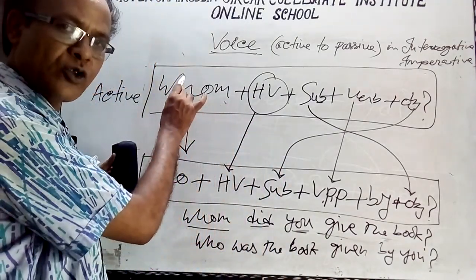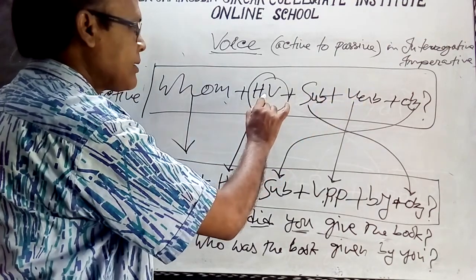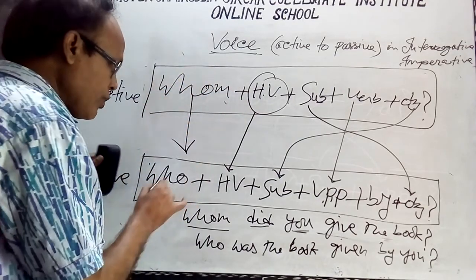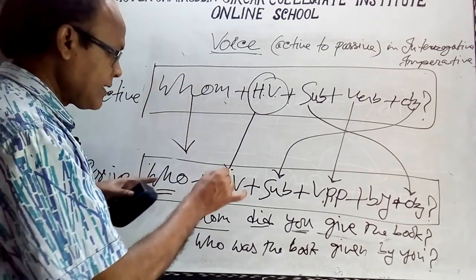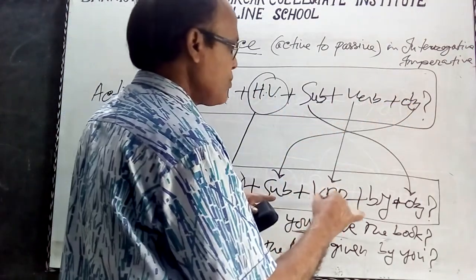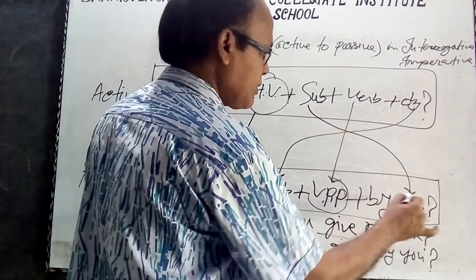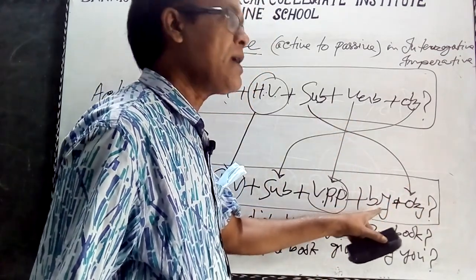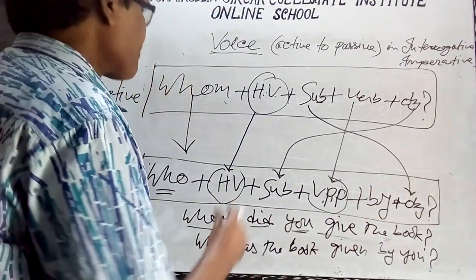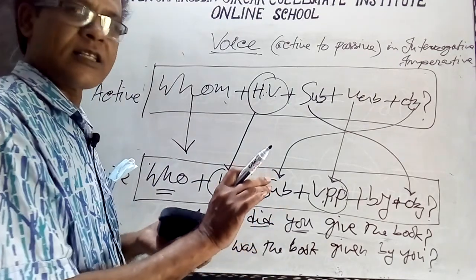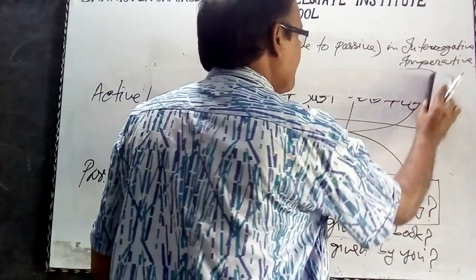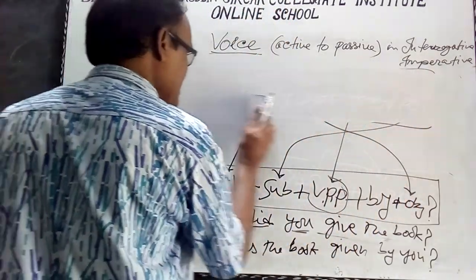If the sentence begins with whom, and the same helping verb, then subject, verb, object. We must begin the sentence with who, and then the helping verb according to the tense, and then the object will be the subject, the verb will be in the past participle form, and the subject will be the object. Then we must put by before the object. The example is here. So these are the structures of interrogative sentences, active to passive. Let's see the imperative structure, active to passive.